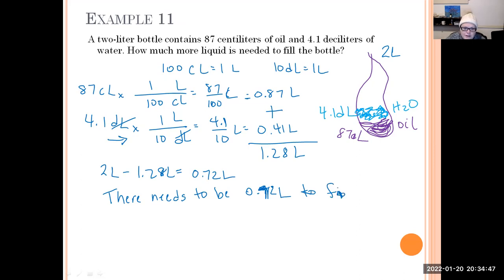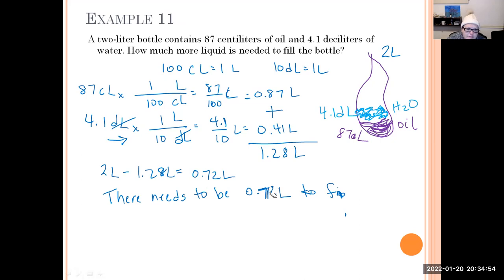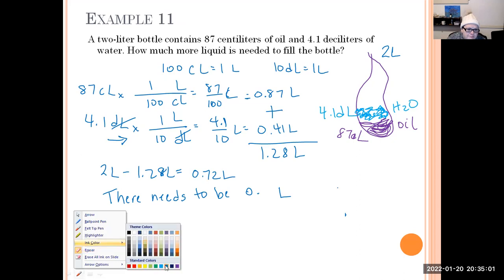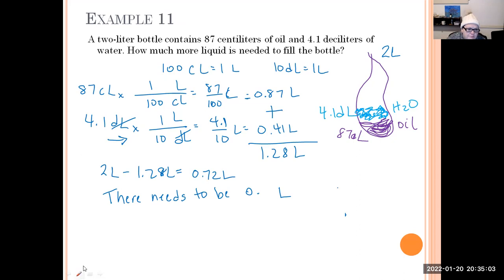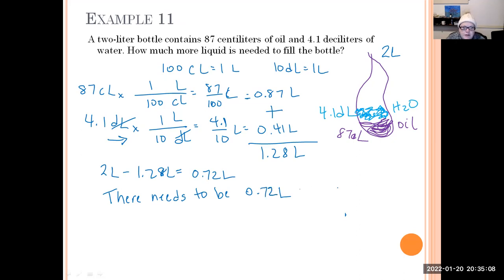I don't think my eraser is working now. Hold on, y'all. I'm gonna make it a little bit nicer. Eraser. Or try to, anyways. Okay. 0.72 liters to fill the bottle. You can even say 2-liter bottle. There you go. All right, moving on.